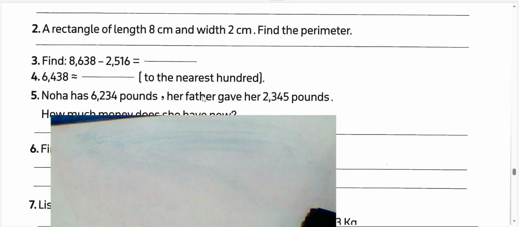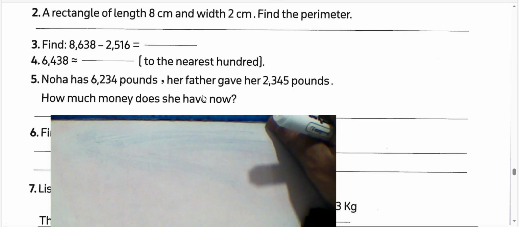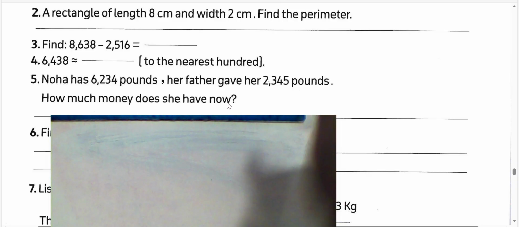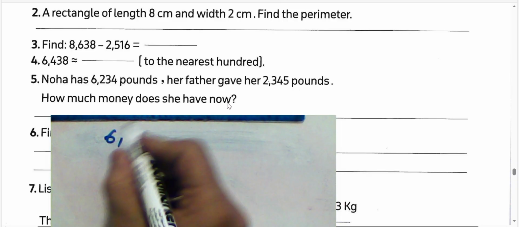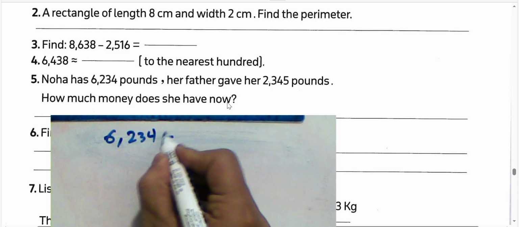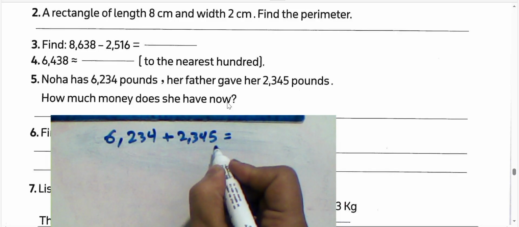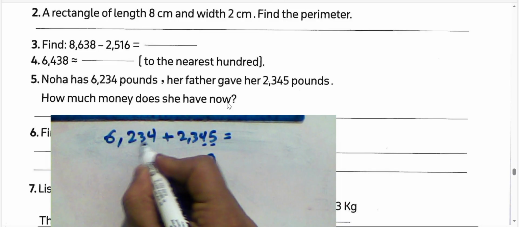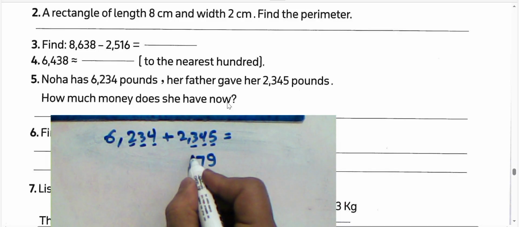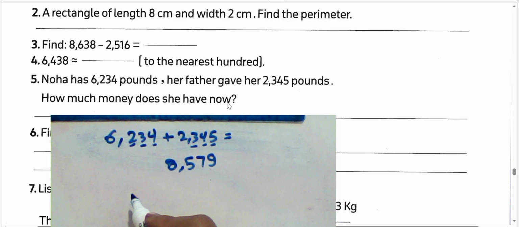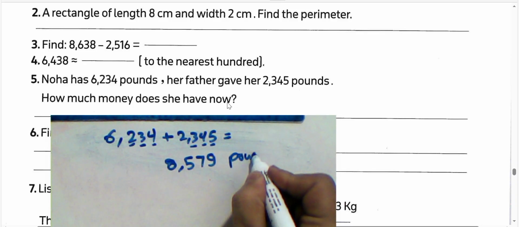Next question. Noah has 6,254 pounds. Her father gave her 2,345 pounds. How much money does she have now? We can add them together. 6,254 plus 2,345. 5 plus 4 is 9. And 4 plus 3 equals 7. 3 plus 2 equals 5. And 6 plus 2 equals 8. The result will be 8,599 pounds.